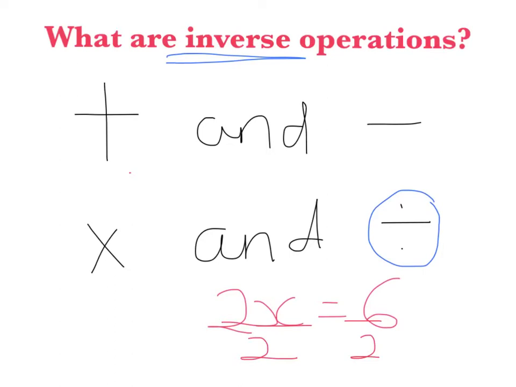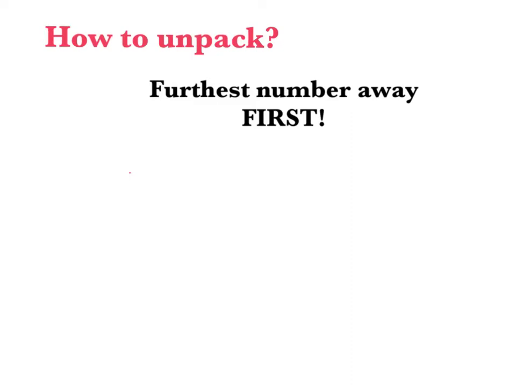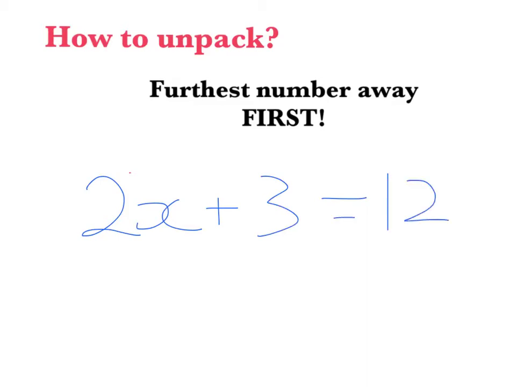The other key idea is that when I'm trying to unpack an equation, I try and take the thing furthest away from my pronumeral. So say I have 2x plus 3 equals 12. Here's my pronumeral, little x. I know I'm doing inverse operations, but I don't touch this 2. I don't divide both sides by 2 just yet because I need to deal with the thing furthest away from the x.